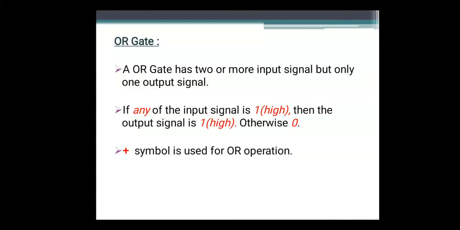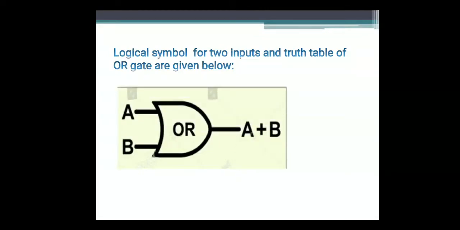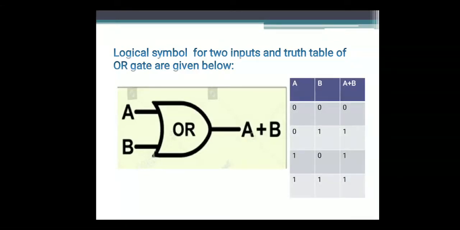Plus is the symbol used for the OR operation. This is the logical symbol of the two-input OR gate. A and B are the inputs and the output will be A plus B. Plus is the symbol for the OR gate. And this is the truth table. A and B are the inputs and A plus B is the output. We are taking A and B inputs.